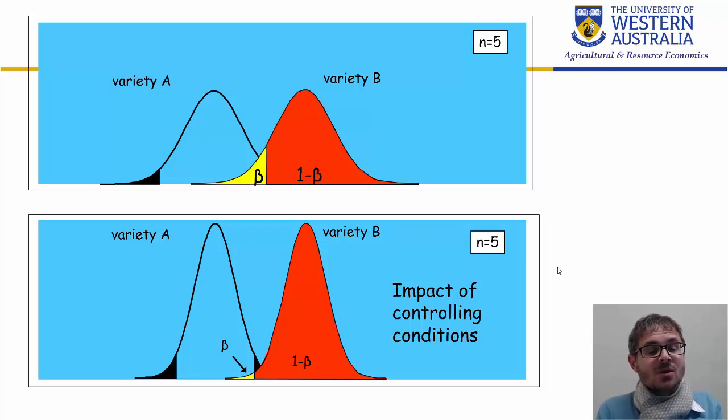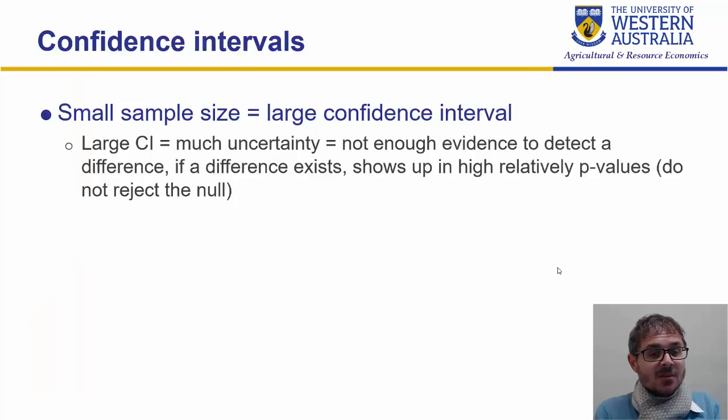The other thing that we looked at in this space was the link between sample size and confidence intervals. We saw that small sample sizes resulted in large confidence intervals, and we referred to the confidence interval as the range of plausible values for the population mean. So if we have a large confidence interval, it's unlikely that we're going to detect differences, because the range of values that we do not reject is quite large.